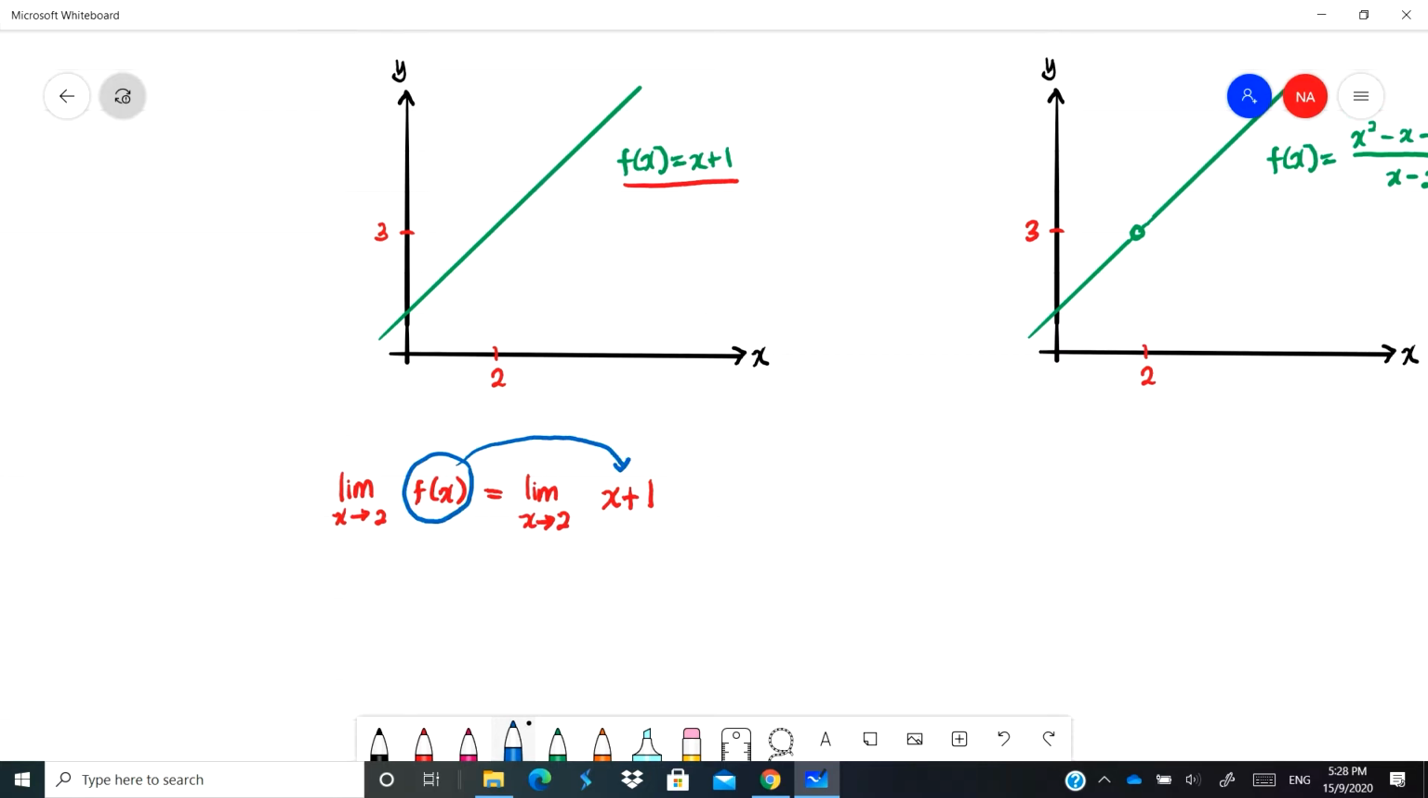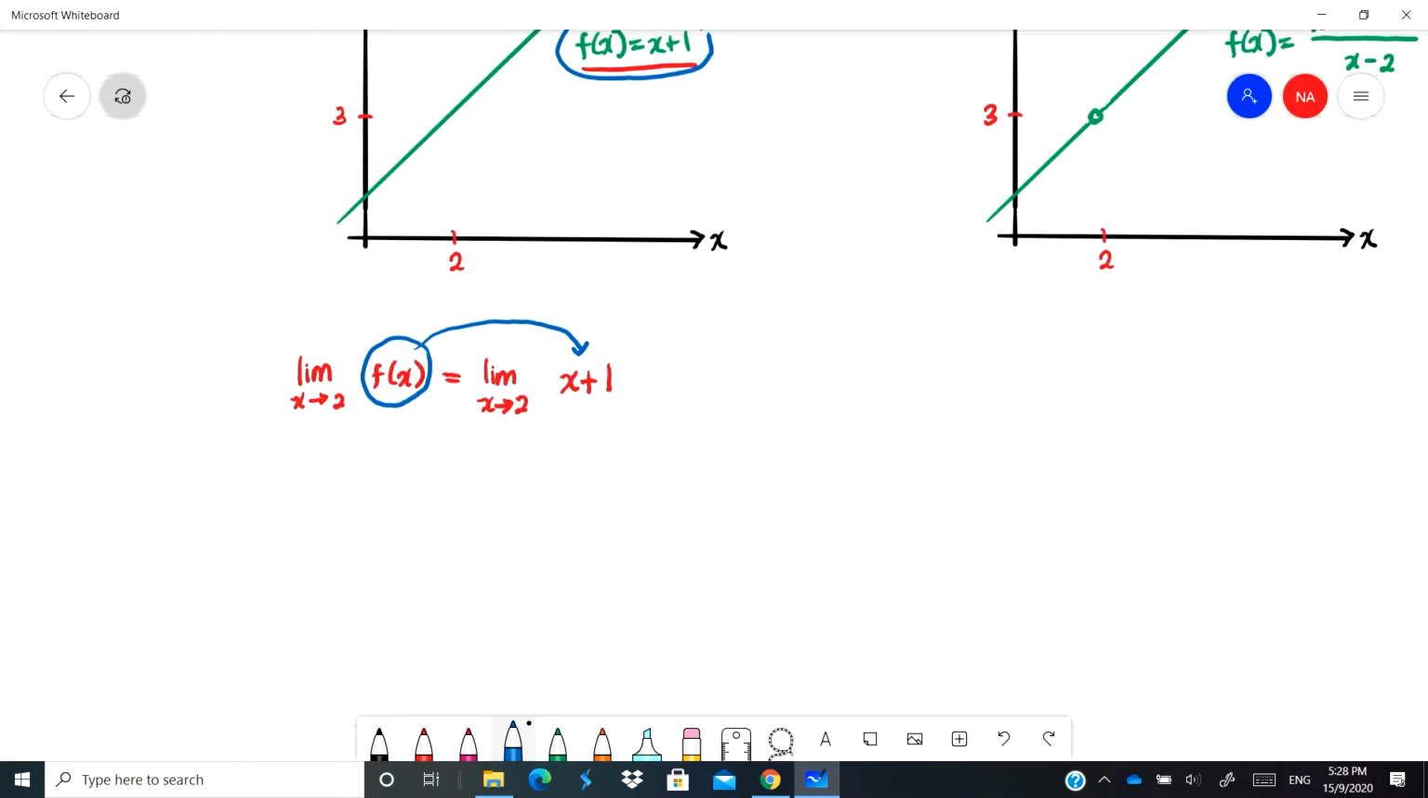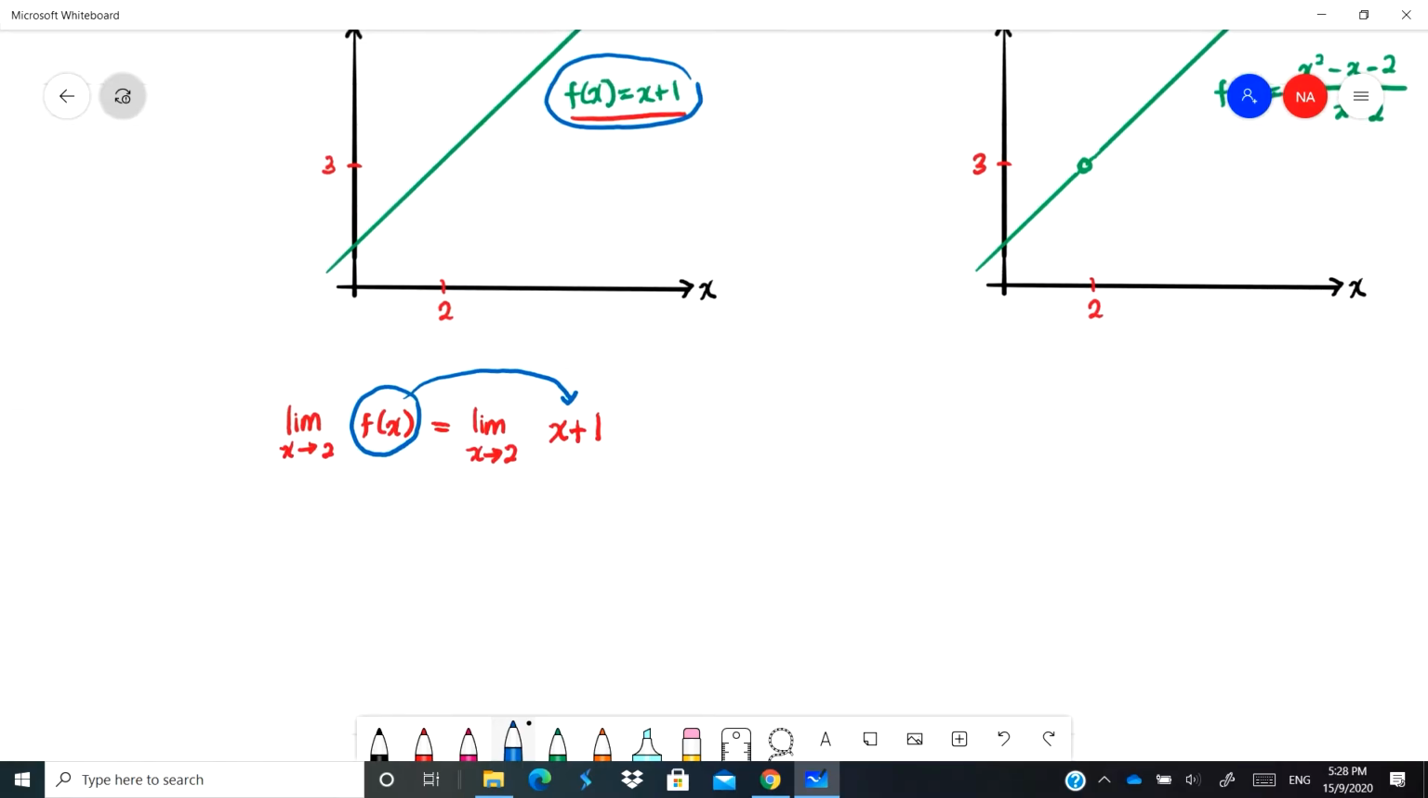Where do you get this? From this defined function. What you need to do is substitute the value of the limit. When x approaches 2, the value of x is 2, so 2 plus 1, and you'll get the value 3.